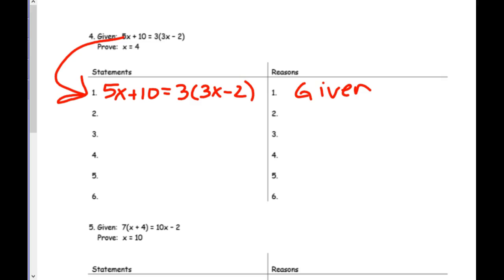What should I do first? Distribute, right? 9 what? And then 3 times negative 2? Negative what? 6. 5x. Bring this down, right? And what was the reason again? Oh, I just distributed, so it should be the distributive property.